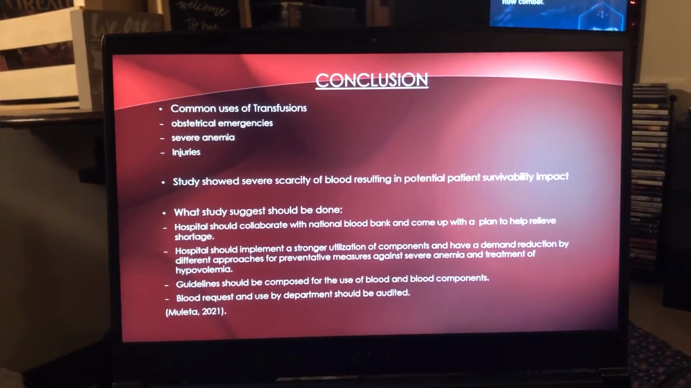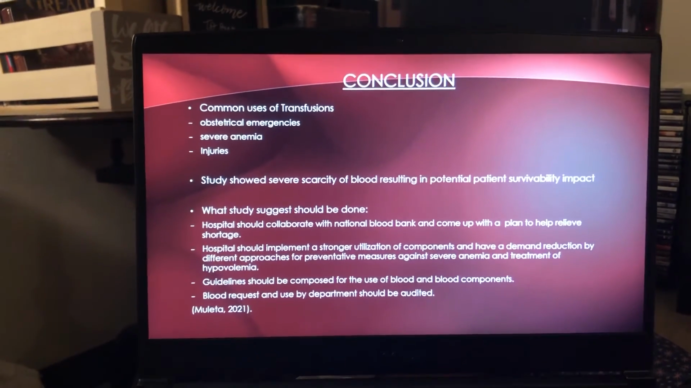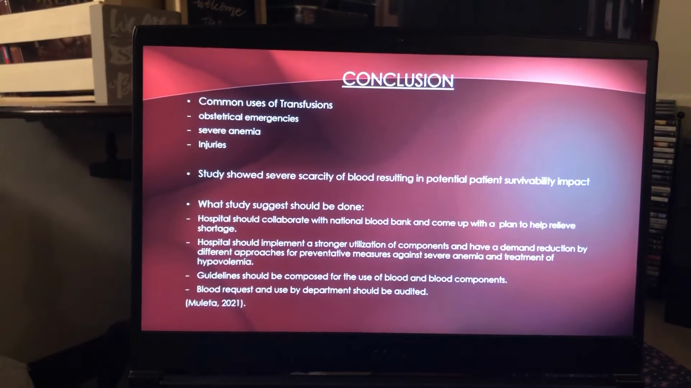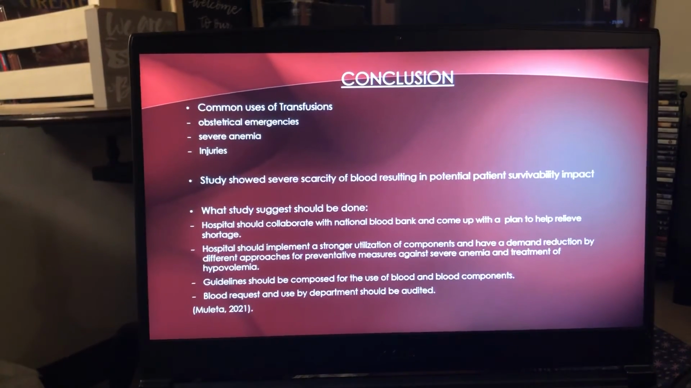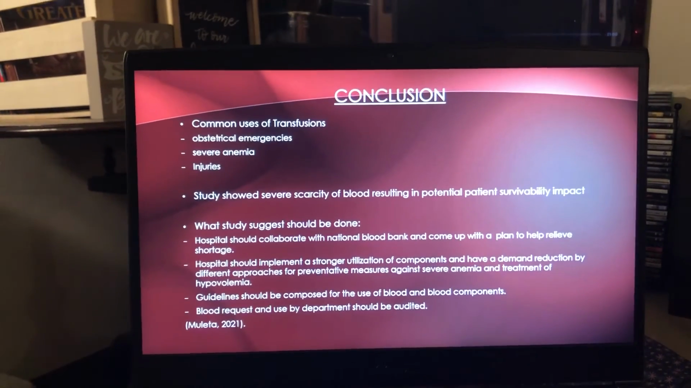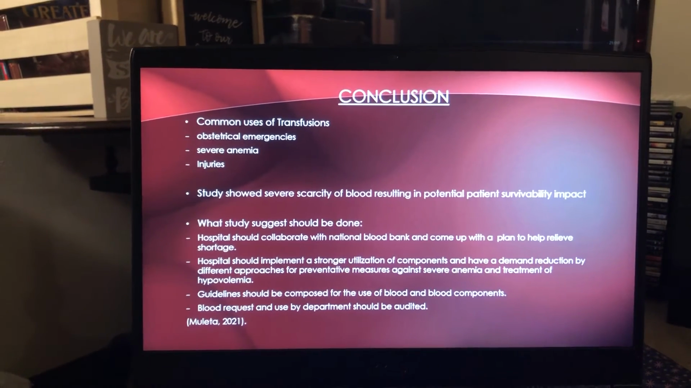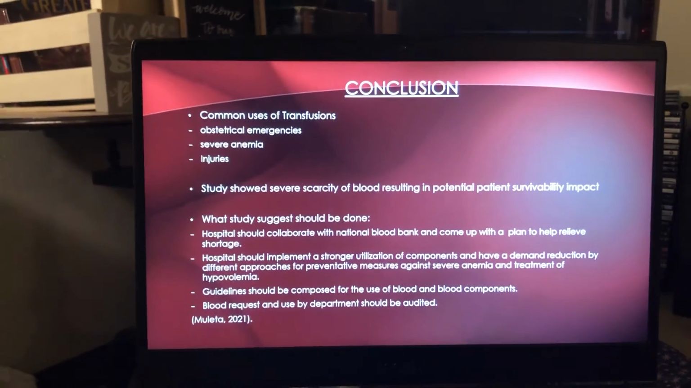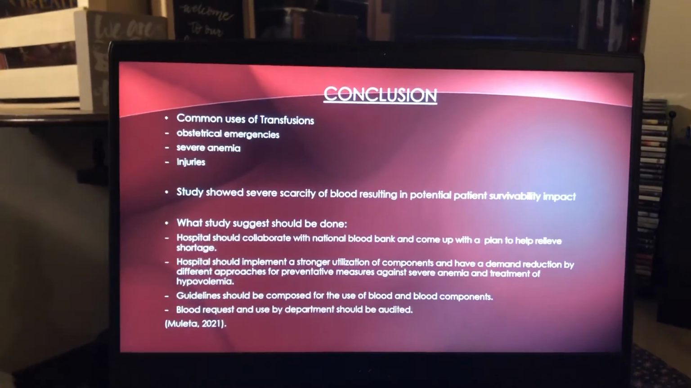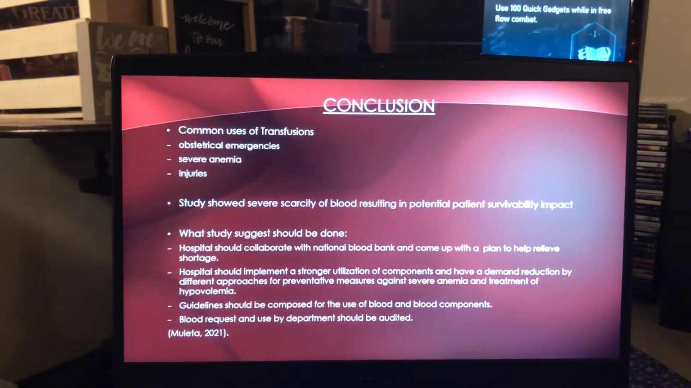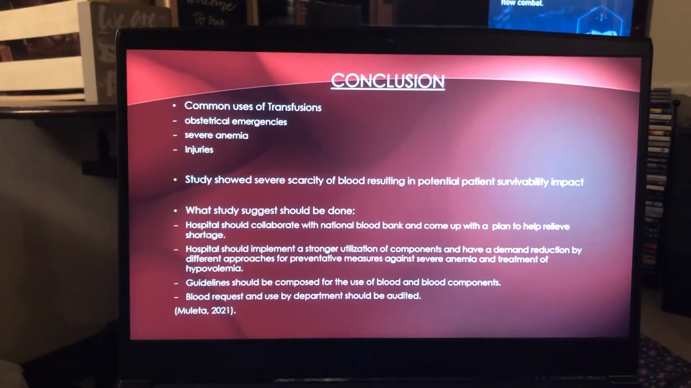The study did suggest certain things that should be done to help with this result. The hospital should collaborate with the National Blood Bank and come up with a plan to help relieve the shortage. So they should try to work on getting blood drives and things like that, if that's available in Ethiopia. The hospital should also implement stronger utilization of components and demand reduction through different approaches, including preventative measures against severe anemia and treatment of hypervolemia. These two, severe anemia and hypervolemia, were realized to be the most severe, needing the most blood for transfusions.